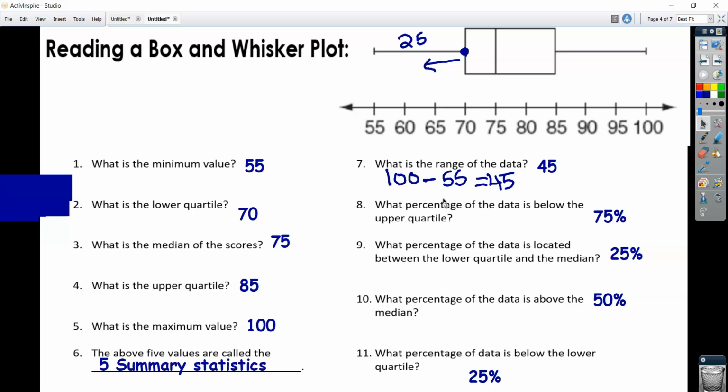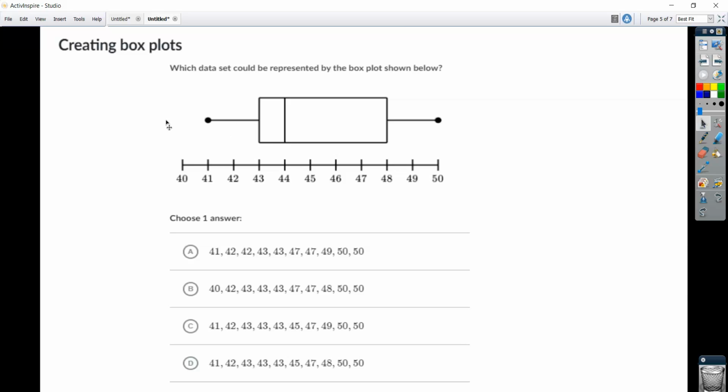What I'm going to do right now, though, is I do have a few questions that I'll go over based on Khan Academy. So you can look at these questions real quick. For this one, it says, which data set could be represented by the box plot shown below? Well, here's a quick way to do this.